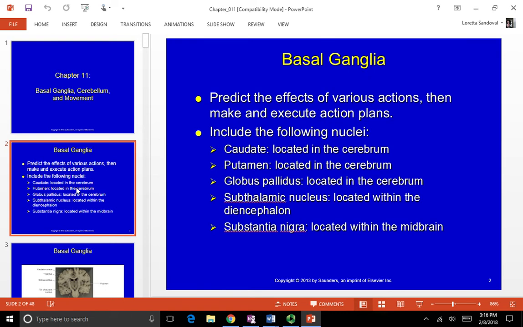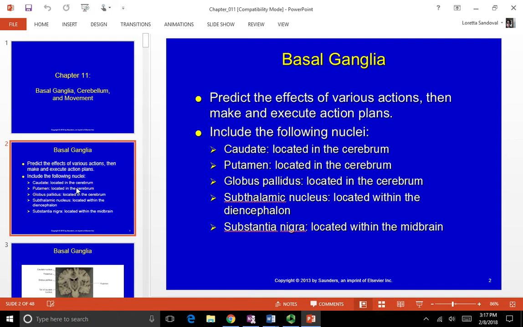the different nuclei. So when we're talking about a ganglia, we're talking about groups of neurons. It's a grouping of groups of neurons, if that makes sense. Each nuclei is a group of neurons, and the ganglia is a cluster of them. And so usually a ganglion, ganglia is the plural, it's a group of sets of neurons that perform a common function. So at its base, at its most simple function, the basal ganglia serves to predict the effects of various actions and make and execute action plans.